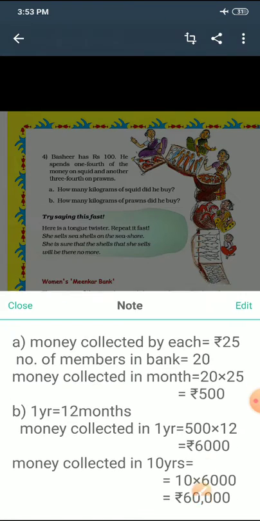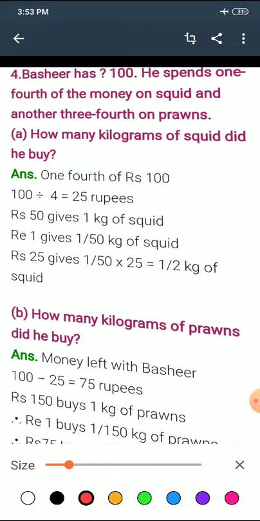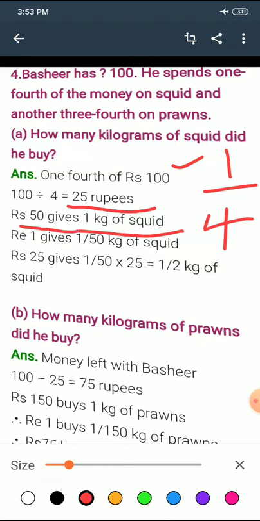Now, 1/4 we have done here. 1/4 of 100 is how much? When we divide, 1/4 means we divide 100 by 4. We will get the answer 25 rupees. So you know the cost of 1 kg squid is 50 rupees. This we have studied earlier.